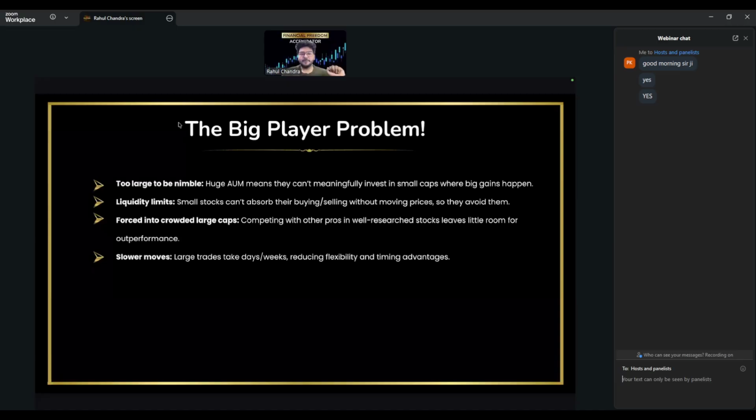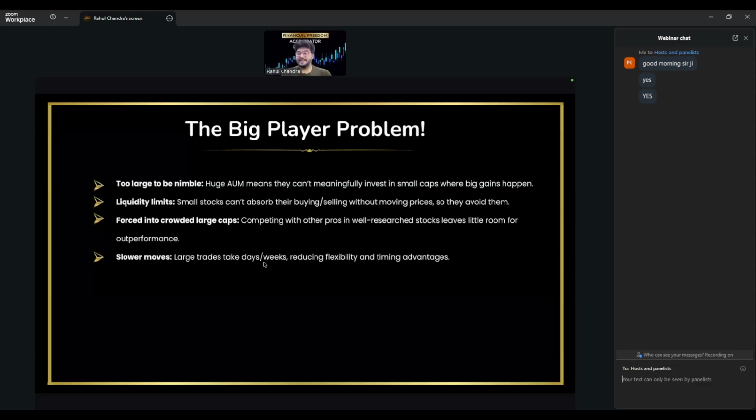Then what is the other problem? They have slower moves. And what do I mean by slower moves? Their trades take weeks. If one particular mutual fund wants to buy 100 crores worth of a stock, do you think they go in one day and buy 100 crores of that stock? No matter how much the trading volume, if they push an order for 100 crores, it will drive up the price.